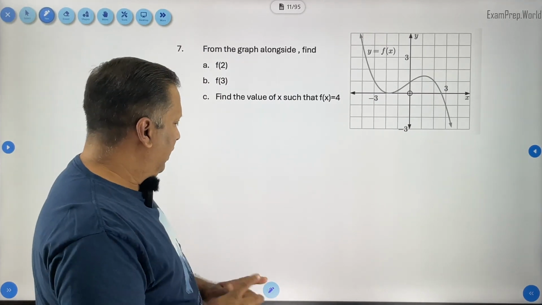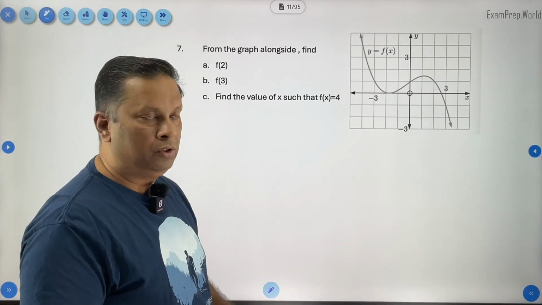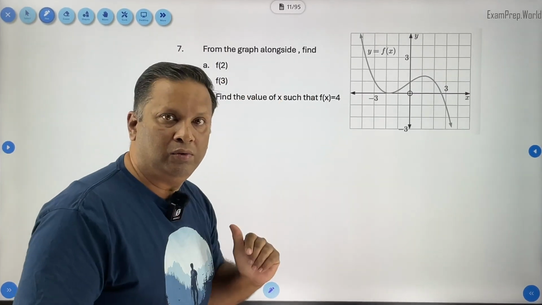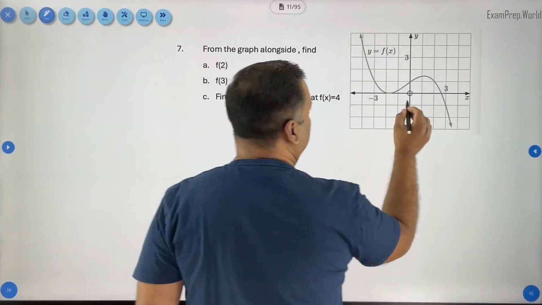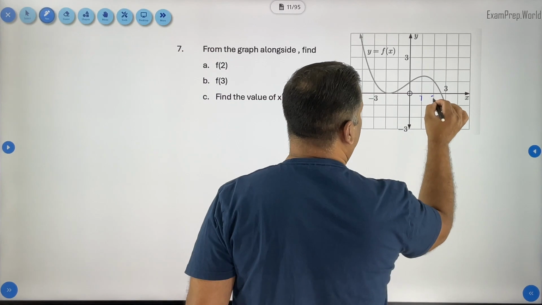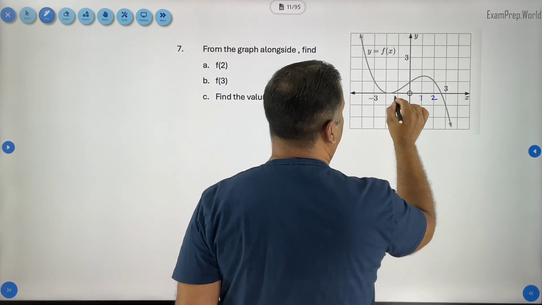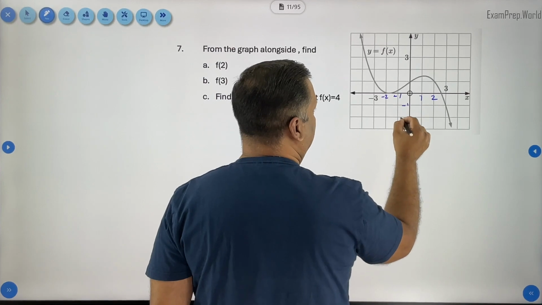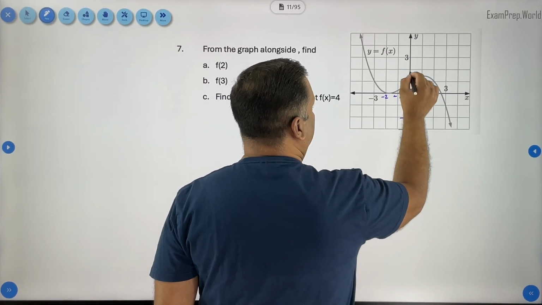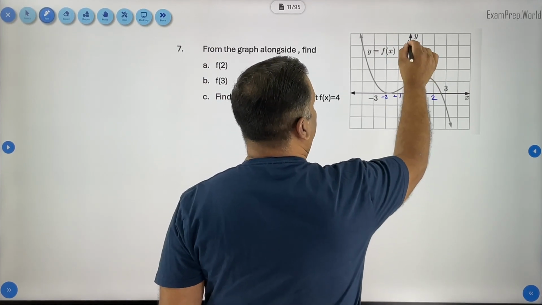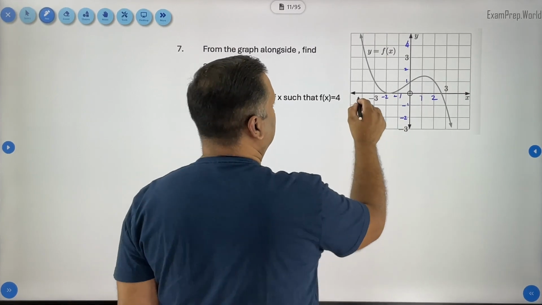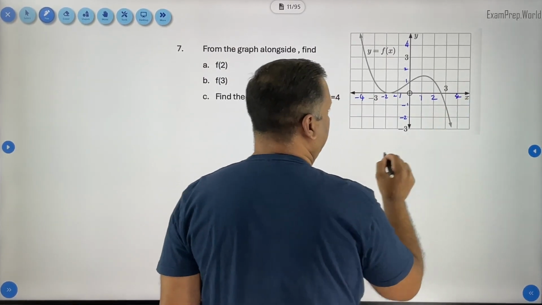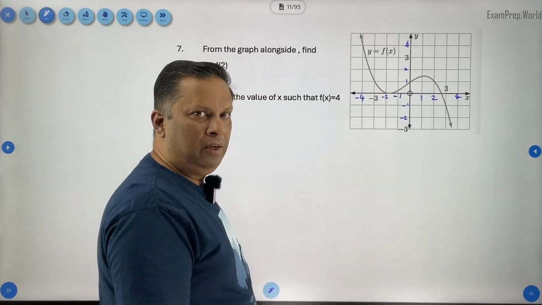Now, they are asking the value of f of 2. So, when they are asking f of 2, that means you have to see where x is equal to 2. X equal to 2 is here. 1, 2 and 3, it is already written here. Minus 1, minus 2, minus 3. This is negative 1, negative 2, 1, 2, 3, 4. See, whatever values they have not given, I have written here, 3, 4. Okay? And minus 3. Clear?